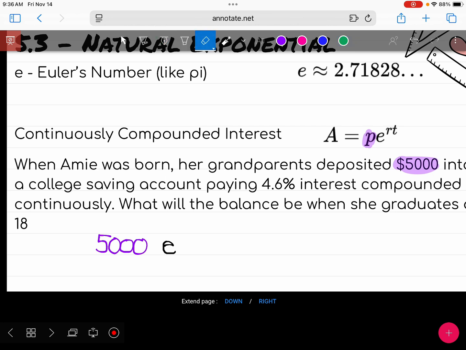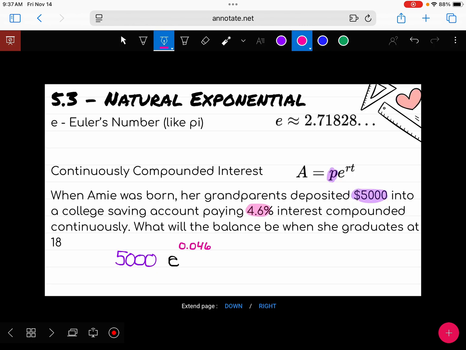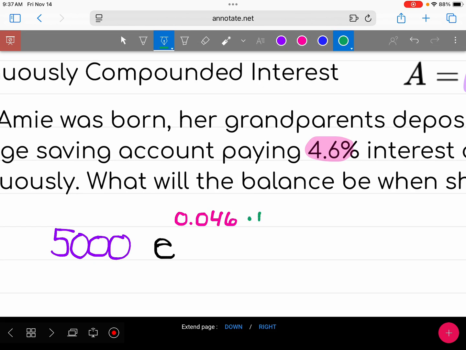So what is our rate? 0.046. So we're going to have 0.046. And what's our T? 18. Times 18.